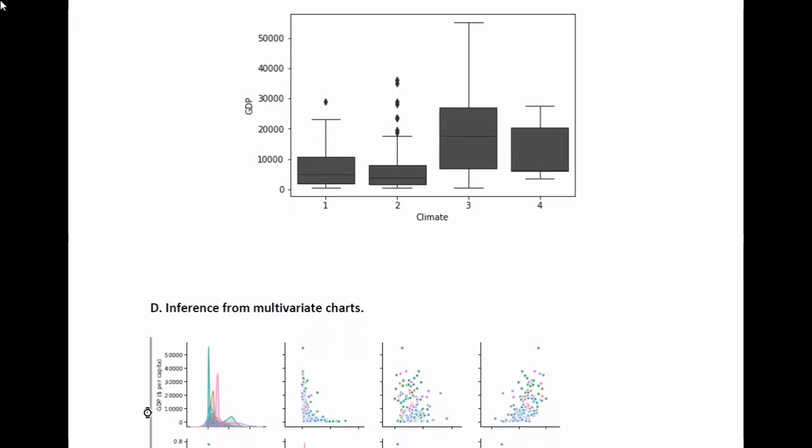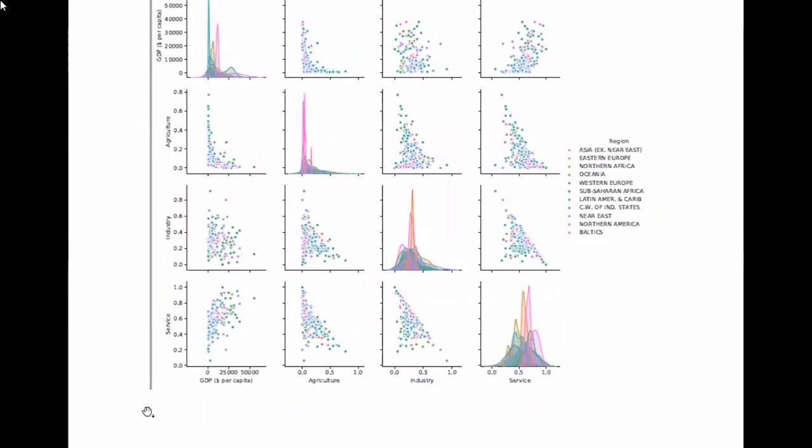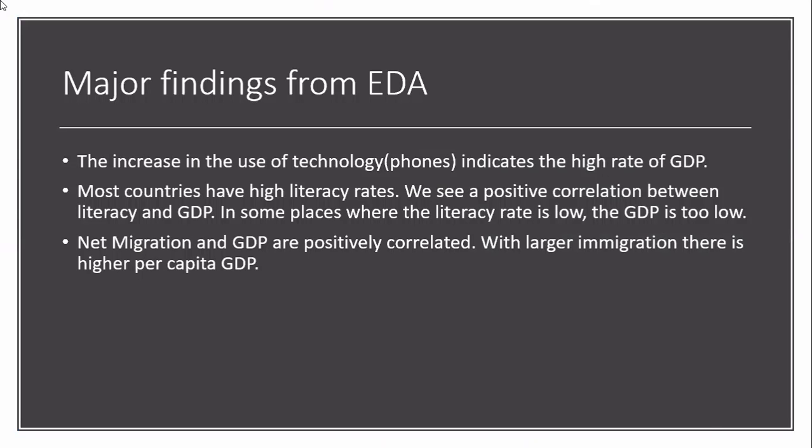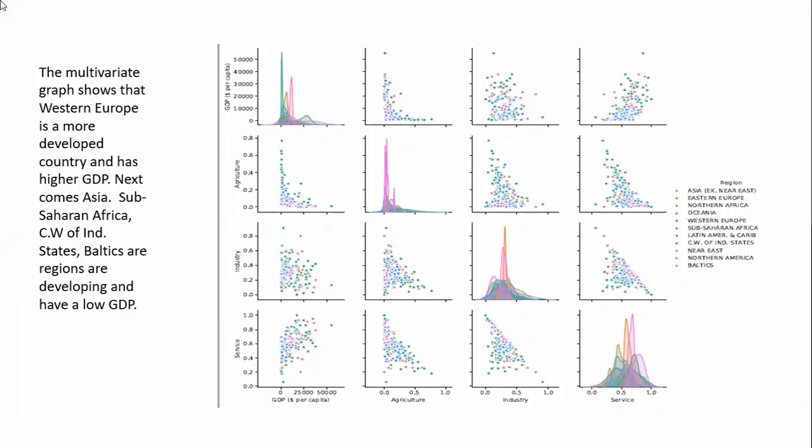So the last thing I'll be talking about is the multivariate graphs. This is a graph that we have plotted using a pair plot, and it has its regions here. So we see that the Western European region has a very high GDP. Factors which support that are literacy and technology, which I just spoke about.